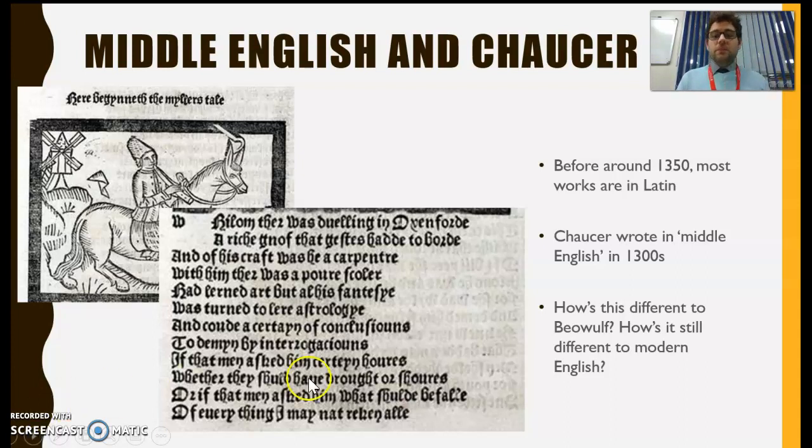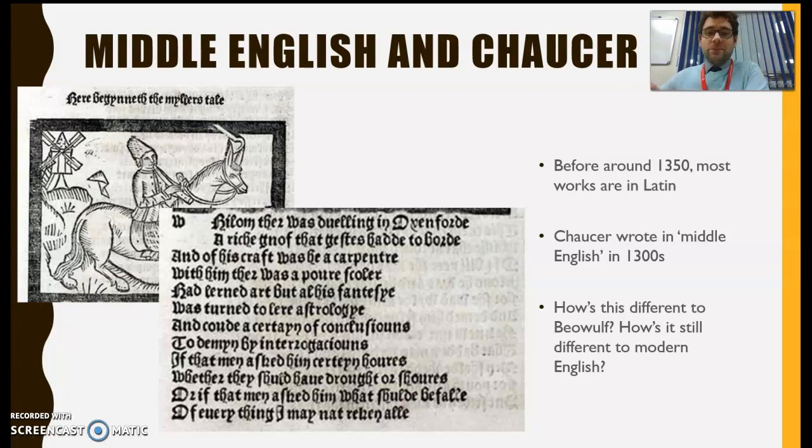So we get Chaucer in the 1300s, who writes in Middle English. Before that, most works are in Latin because of the impact of the Roman Empire. Chaucer writes in something that's closer to what we would say is modern English. It still doesn't look a fat lot like modern English, okay? But notice we can recognise more words than we could in Beowulf, okay? So, and of his craft was he a carpenter. That doesn't sound that different to what we say today.